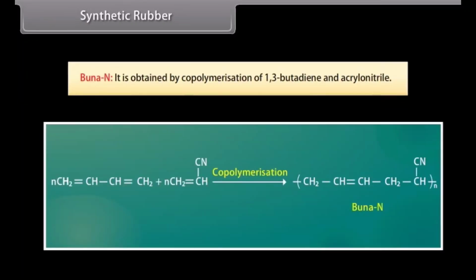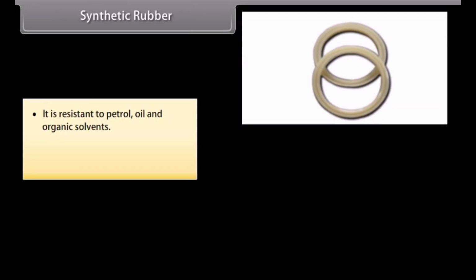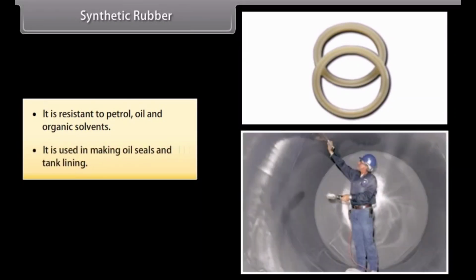Buna-N. It is obtained by copolymerization of 1,3-butadiene and acrylonitrile. It is resistant to petrol, oil, and organic solvents. It is used for making oil seals and tank lining.